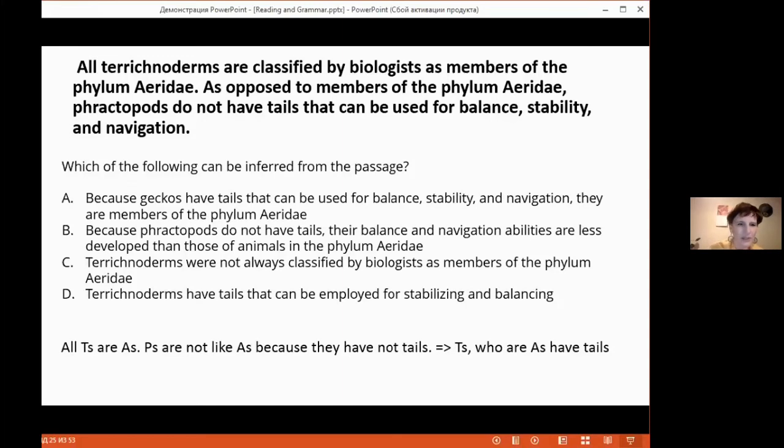All T's, Pterichnodems, are Arida. P's, fructopods, are not like Arida because they have no tails used for specific purposes. It means that T's have tails. Arida are those species that have tails used for balance, stability, and navigation. So this is the logical sequence that can be employed here.